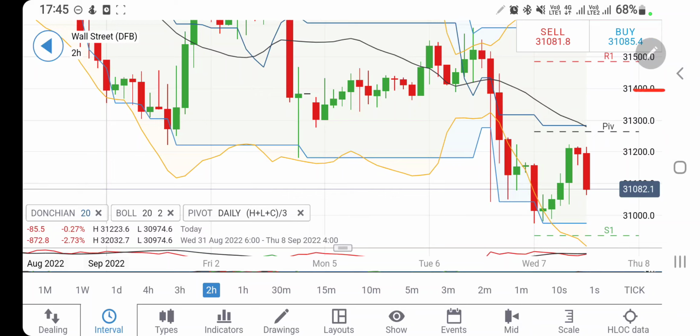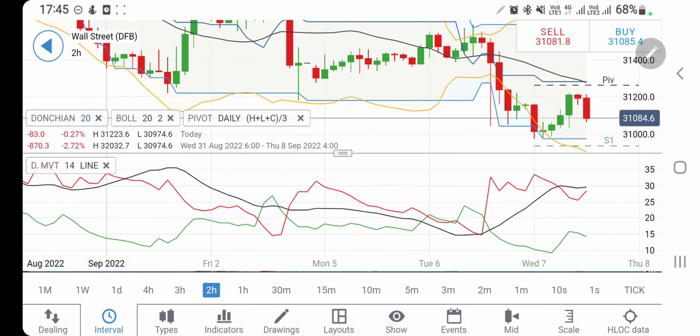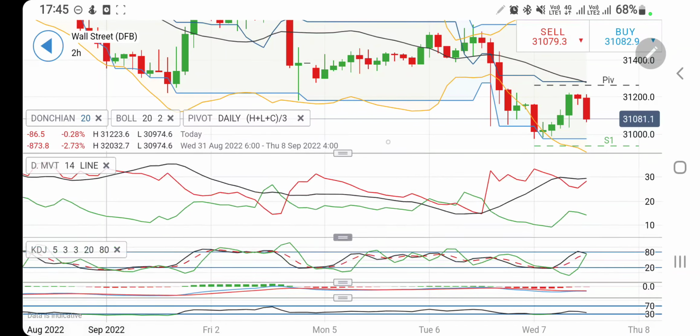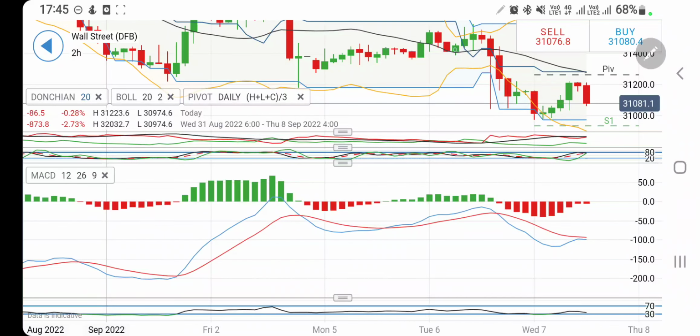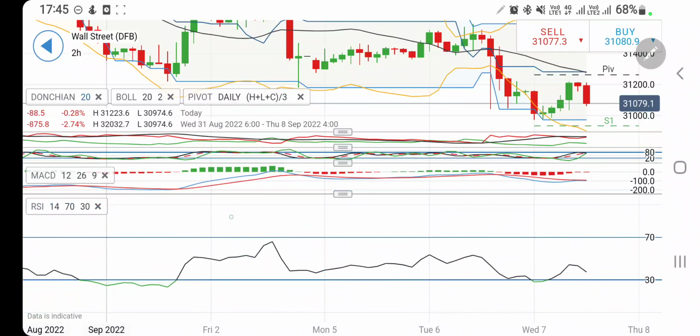On the upside, you can go long only if it trades above 31,200 levels. Directional movement again starting to diverge, again acting bearish. Stochastic has seen a high, trying to drop from here. The MACD is bearish, it is trying to converge, failing to do so. We may see again more bearishness.